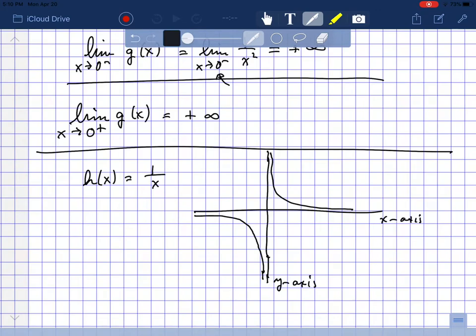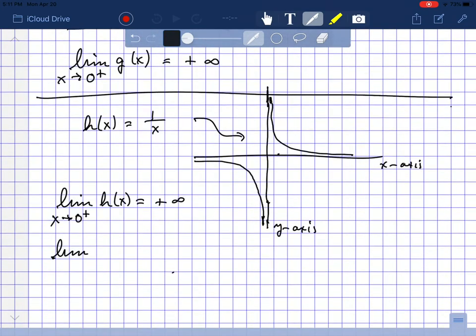So we have a vertical asymptote along the y-axis in the negative direction for values of x less than 0. So here's our graph. And now what we can write is this. Well, the limit as x approaches 0 from the right of h of x is going to be plus infinity, because we have our asymptote along the y-axis in the positive direction for values of x that lie to the right of x equals 0.